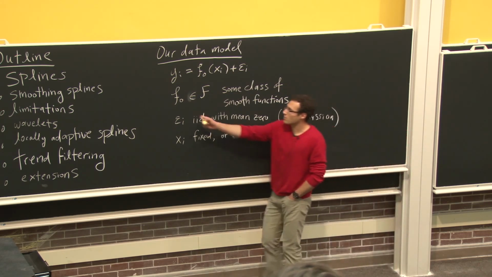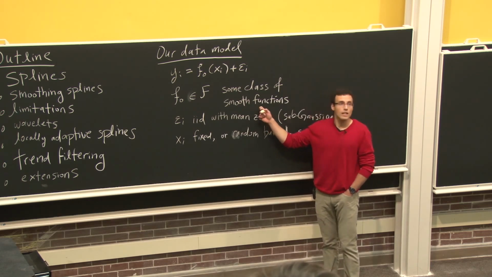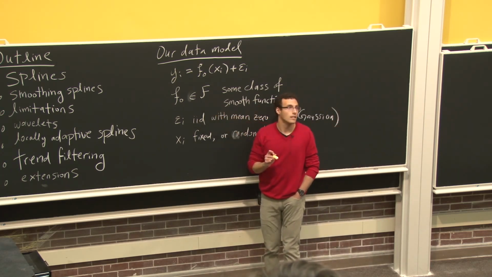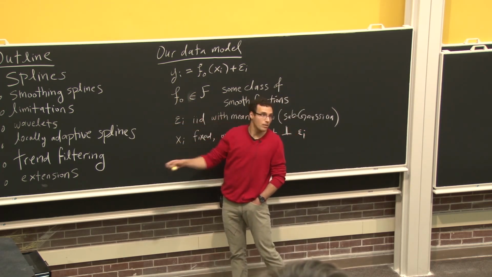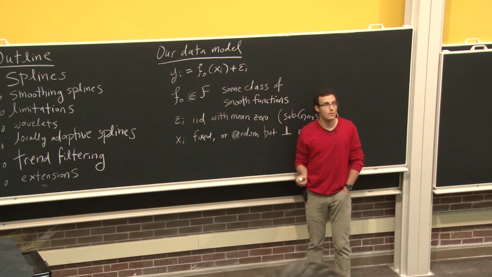What are the types of functions we're going to be thinking about today? We're going to be thinking about smooth functions, and we're going to define that specifically with respect to some class. We'll have different classes in mind for the different methods, and I'll make that clear. But think about f_0 being in some class script F of smooth functions.